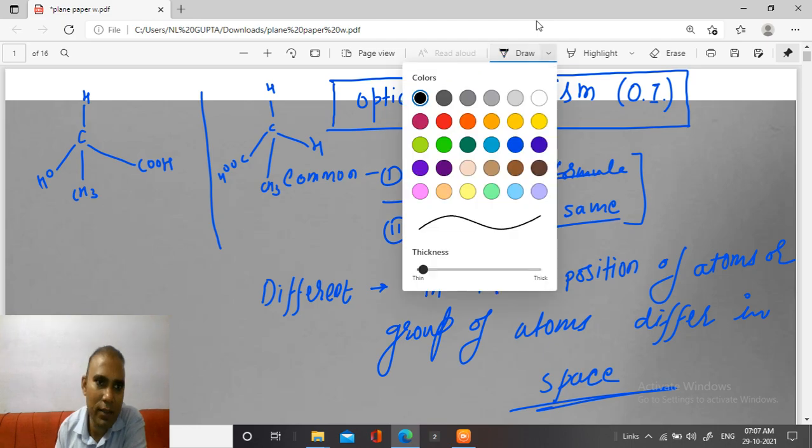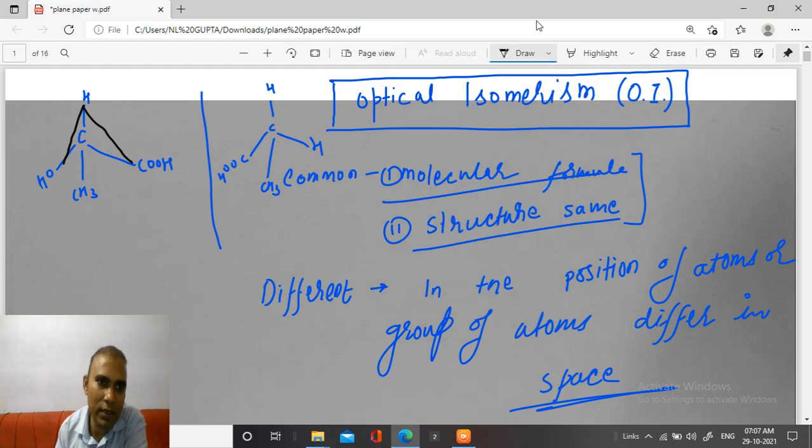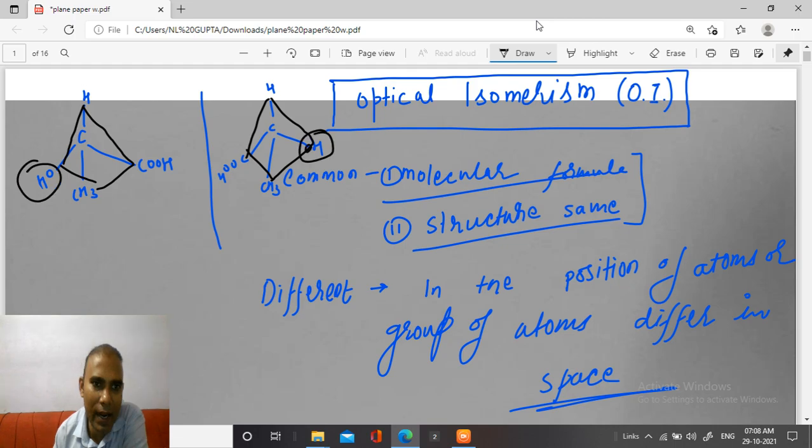Both have a tetrahedral shape, so the structure is also the same, with four bonds the same. But here the OH group is on the left side, and here the OH group is on the right side. So these atoms or groups of atoms differ in space, left side and right side. This is what we call optical isomerism.